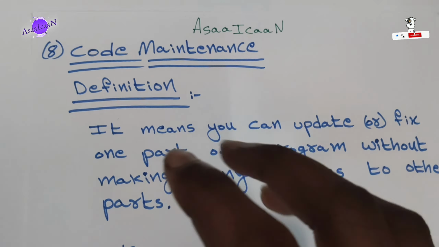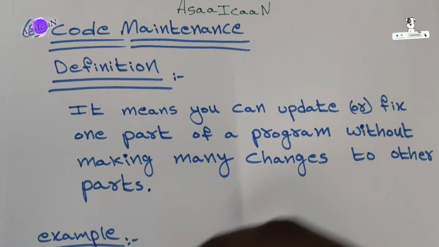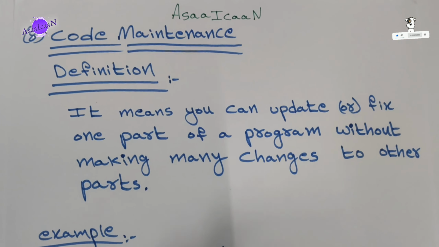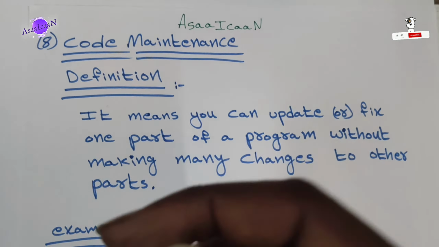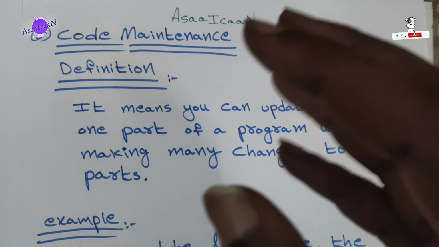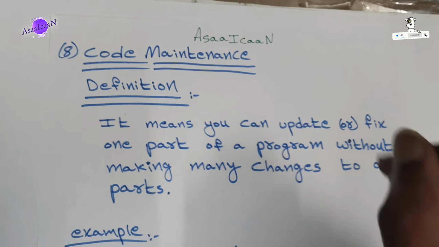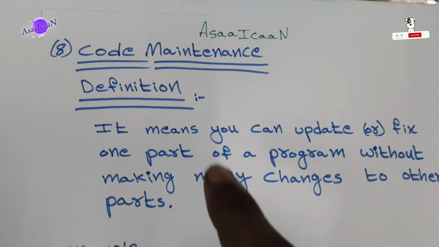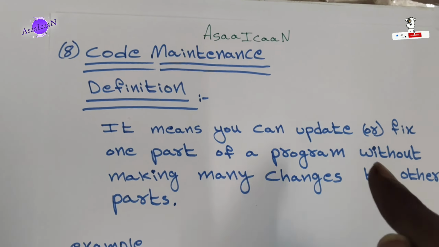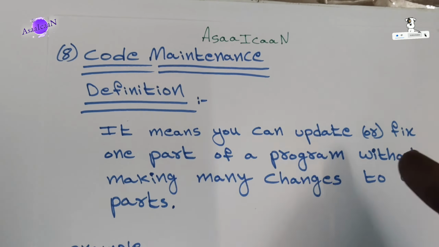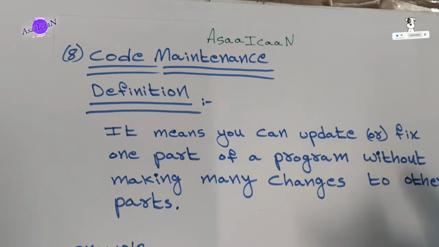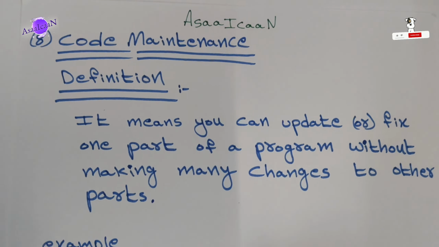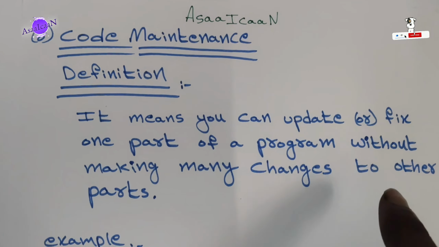Code maintenance. This is the eighth benefit of OOP. Everyone should listen carefully. Everyone has small confusions and doubts, so please go back and watch the video as many times as needed. Okay, that's all. Now let's discuss the definition. It means you can update or fix one part of a program without making many changes to other parts.